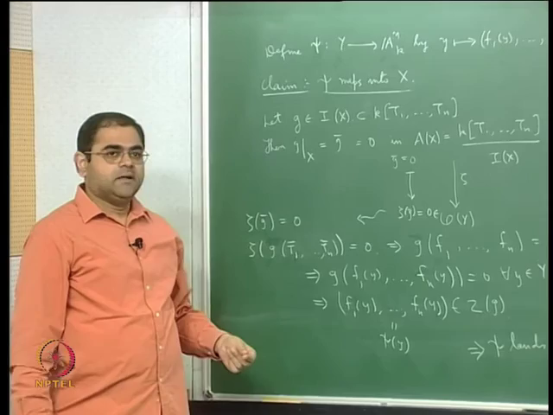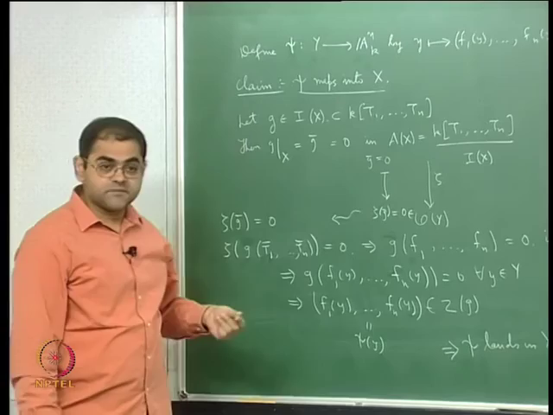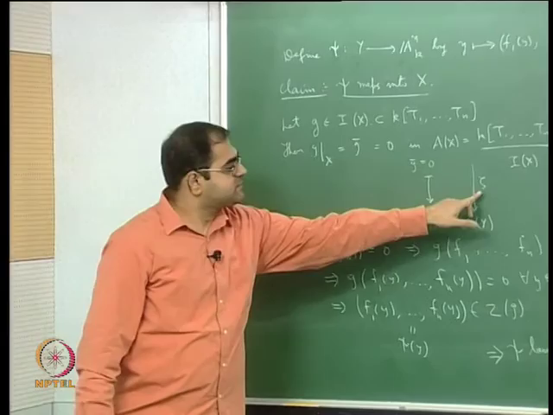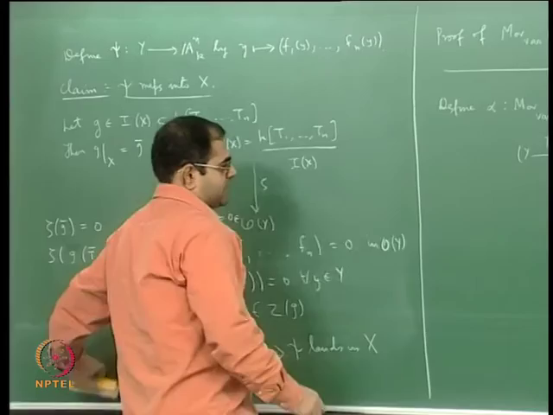Now the next part of the proof is to show that this map is a morphism, and I have to show that the pullback map that it induces is actually your zeta, and then I would be done. All right, so let's see how to do that. That's also pretty easy to do.